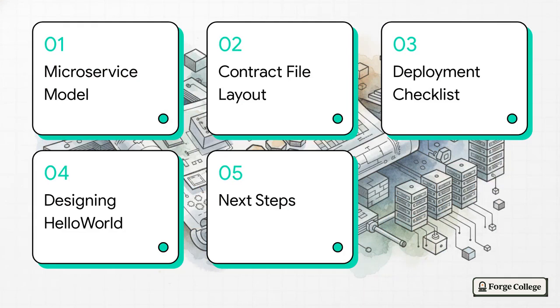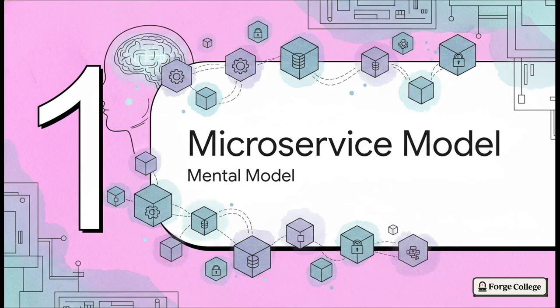So here's our blueprint for today. First, we'll look at the microservice mental model. Then, the smart contract file layout. After that, we'll go through your deployment checklist. Fourth, we'll actually design HelloWorld as a concrete example. And finally, we'll wrap up with your next steps. Let's dive into part 1, the microservice mental model.